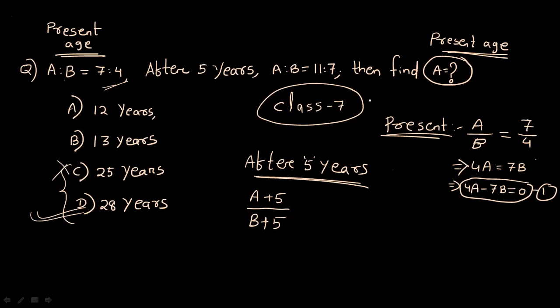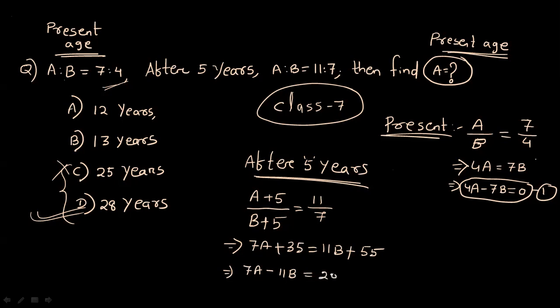I will say how. Okay, so after 5 years, A plus 5 by B plus 5, what is their ratio? Their ratio is given 11:7. Then again here you do the cross multiplication. It will be 7A plus 7 times 5 is 35 equals 11B plus 11 times 5 is 55. If we take all these things to this side, it will become 7A minus 11B equals 55 minus 35, which is 20. So this is our equation number 2.